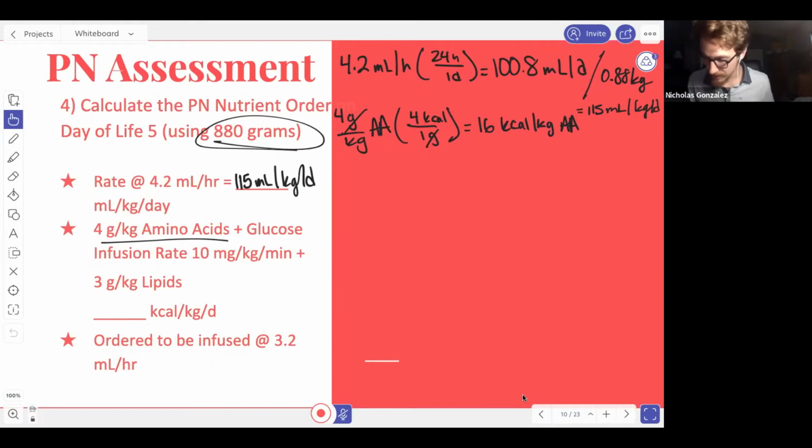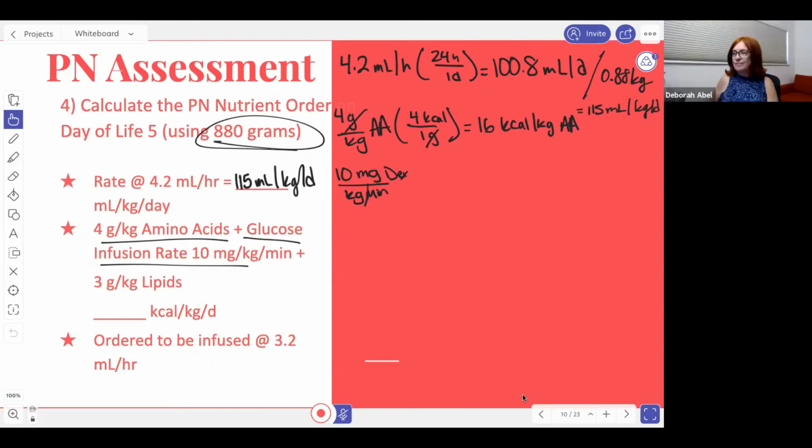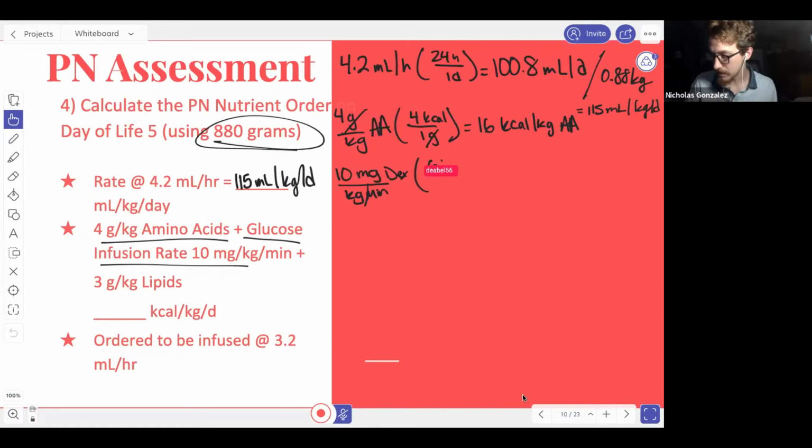Okay, and then we're going to move on to the glucose infusion rate to find the calories from dextrose, which is a little more complicated, but not all that complicated. So let's just write this out again. So we have the 10 milligrams per kilogram per minute of dextrose. And we have kilograms per minute, but we want it in kilograms per day. So we're going to try to get rid of the minutes. So we know that there are 60 minutes in 1 hour.